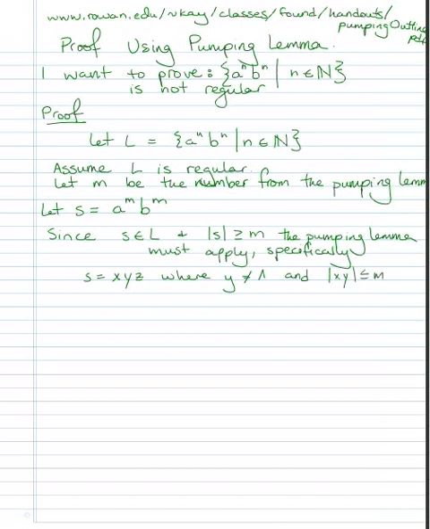Okay, so now we need to say something about Y. Since the length of XY has to be less than or equal to M, that means the XY part has to occur in the first M characters. So in particular, Y has to occur in the first M characters. So Y must equal a to the something. Let's call it a^K. Y has to be all a's, right? Y equals a^K.